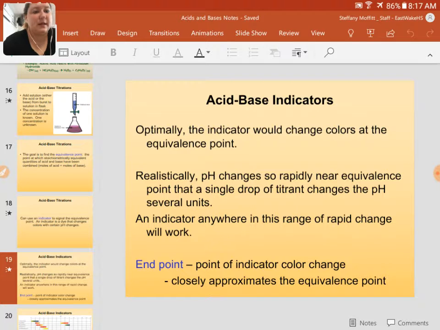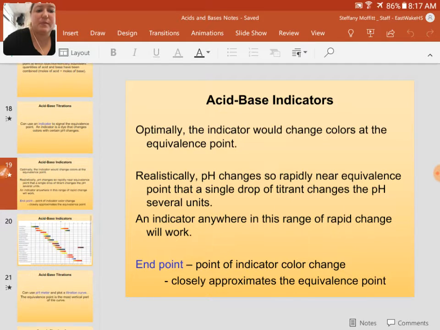So optimally, the indicator would change colors at the equivalence point, but realistically, the equivalence point isn't generally a pH of 7. But we can kind of figure where it will be. The endpoint is the point of indicator color change, which closely approximates the equivalence point.